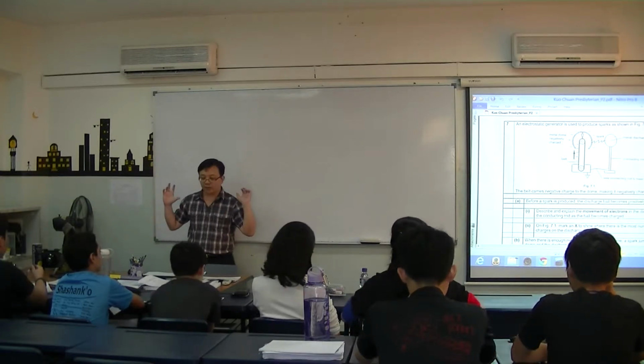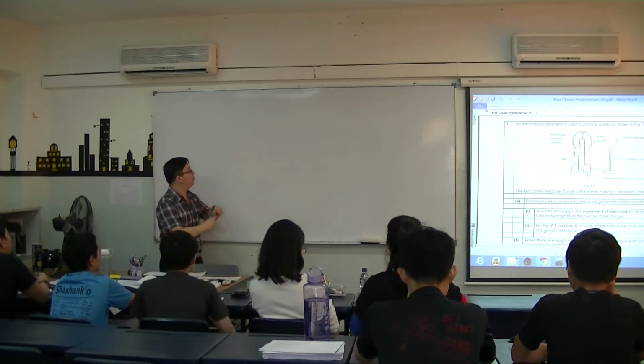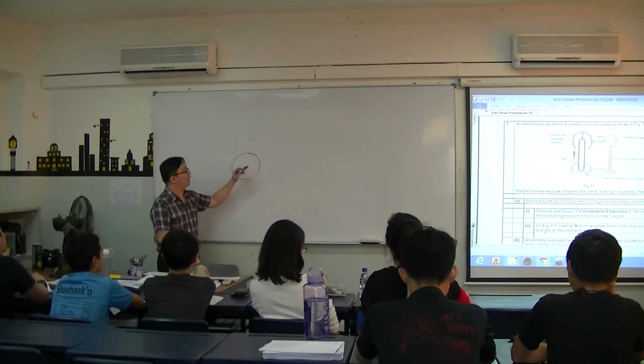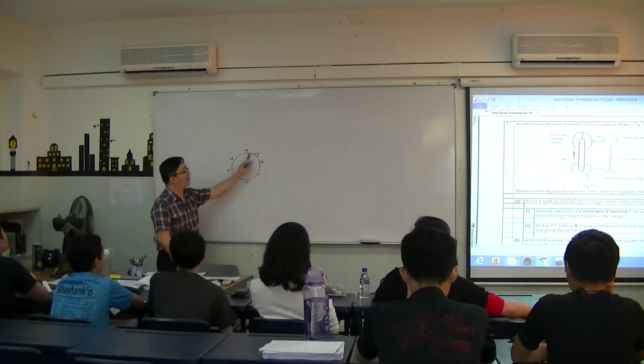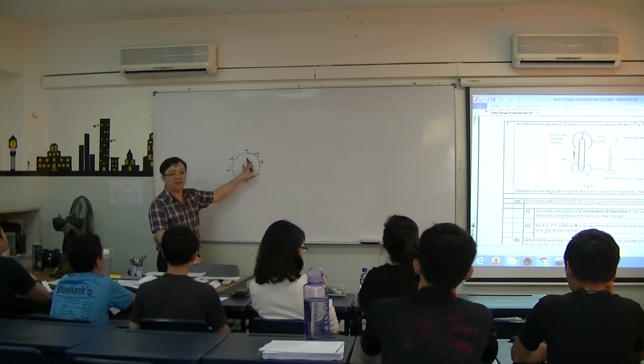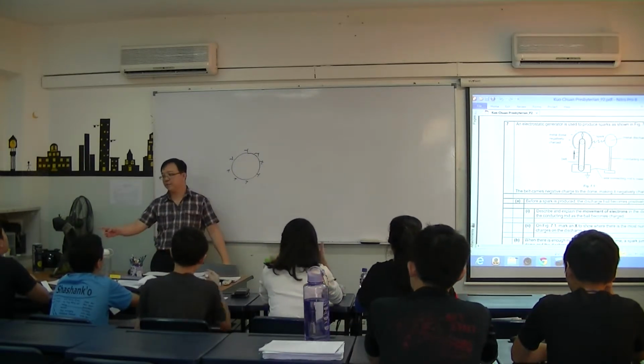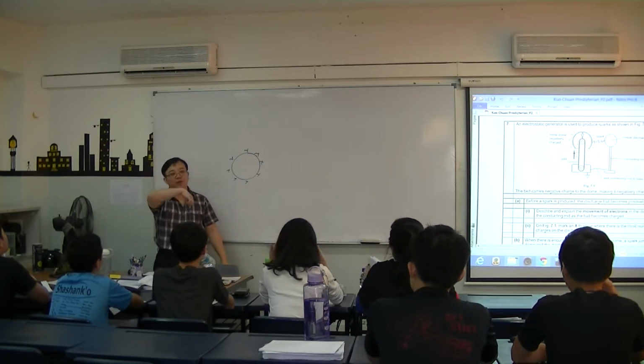Understand? So in other words, if you have a ball here, let's say, the charges will all be distributed on the surface. Nothing is inside. Okay? And this one also the same, distributed to the outer surface of the dome.